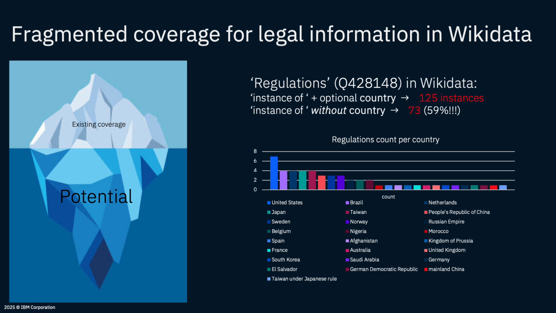Next, we focused on the regulations entry in Wikidata, and we only found 125 instances of this entry. When digging a little deeper, we realized that almost 60% of those instances did not have a country associated with them, probably meaning that they're a work in progress and they're not ready to be utilized yet. Last but not least, if we look at the number of regulations per country, we can see that even for major nations, the count is really low, the highest being only 7 for the US.